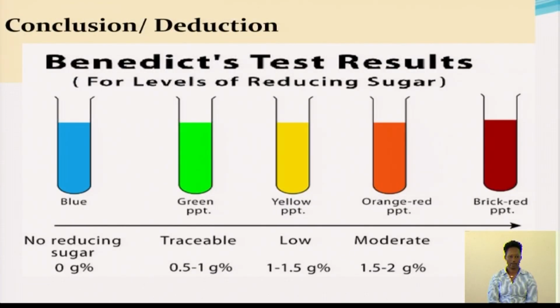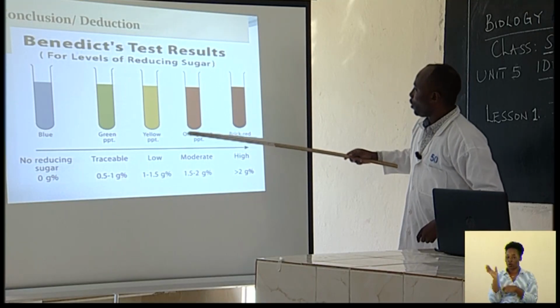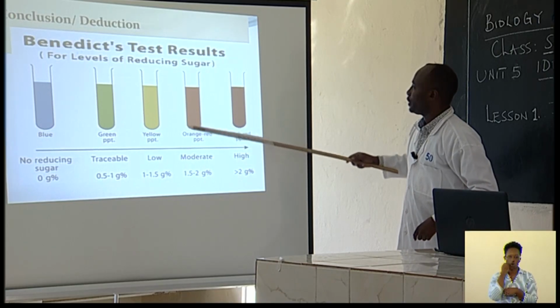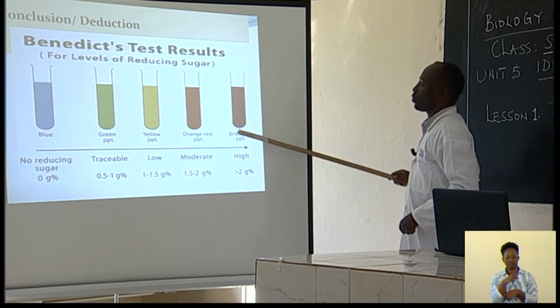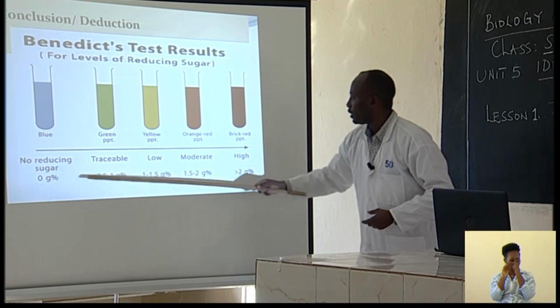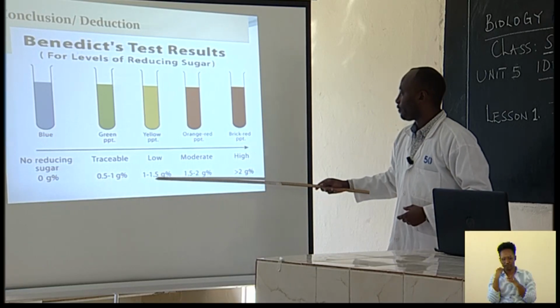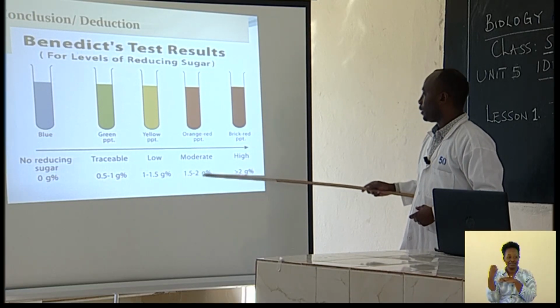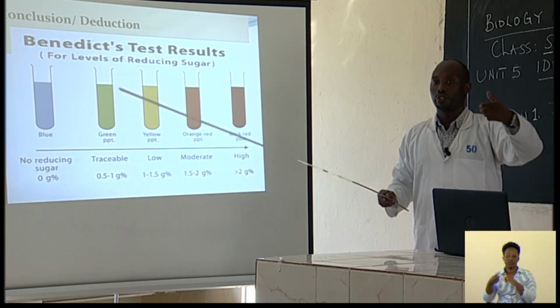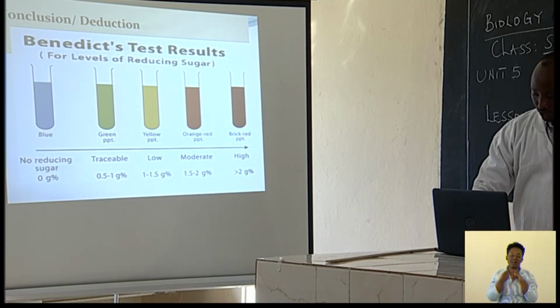Here I have something that can summarize everything. We have blue, which is the Benedict's solution. It changes into green, to yellow, and finally to orange. We call it moderate orange, because it depends on the concentration of glucose. When the concentration of glucose is very low, as you can see, there is zero concentration, 0.5, 1.5, then 1.5 to 2 grams, then 2 grams. As you increase the concentration, the change of the color increases.